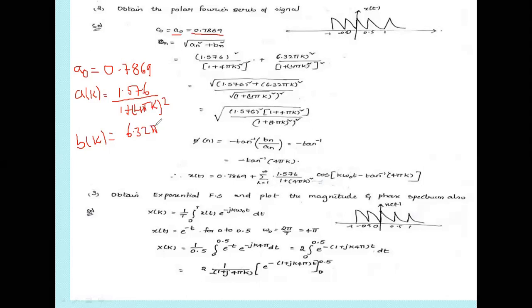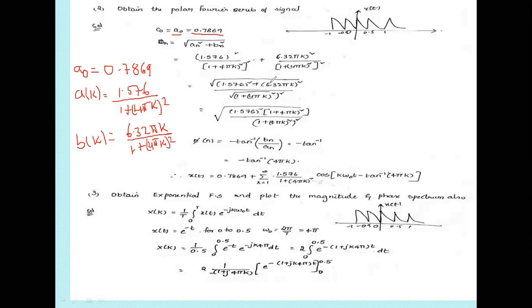Compact trigonometric Fourier series. We got A0 is equal to 0.7869, and A of k is equal to 1.576 whole divided by 1 plus 4 pi k whole square. And B of k is equal to 6.32 pi k whole divided by 1 plus 4 pi k whole square.